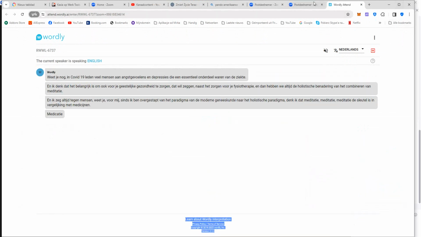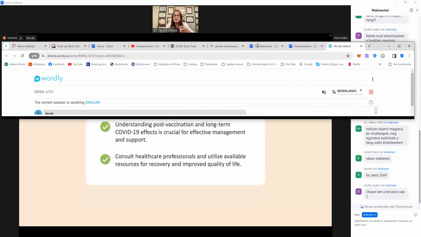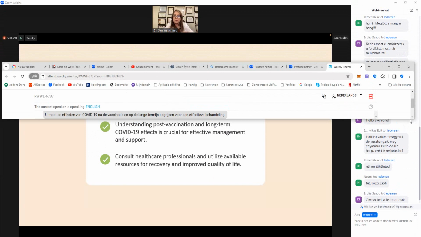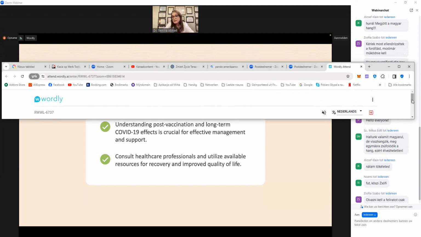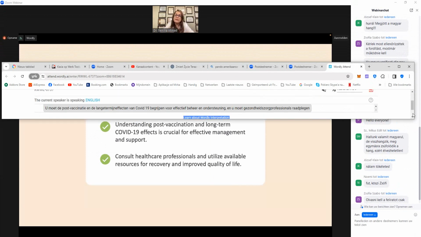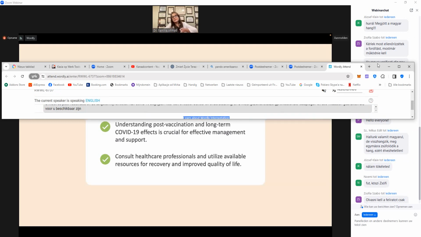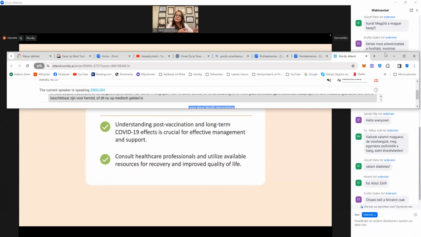So what are our takeaways? Let's look at that. You must understand the post-vaccination and long-term COVID-19 effects for effective management and support, and you must consult healthcare professionals and utilize all the resources which are there for you for recovery, whether it is in the medical field or its alternative field.